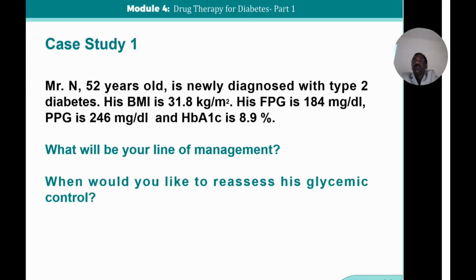So he is a 52-year-old male, newly diagnosed with type 2 diabetes, BMI 31, fasting 184, PP 246, and A1C 8.9. So what is the working diagnosis? So diabetes and obesity. So it's a case of diabetes. So most probably metabolic syndrome.